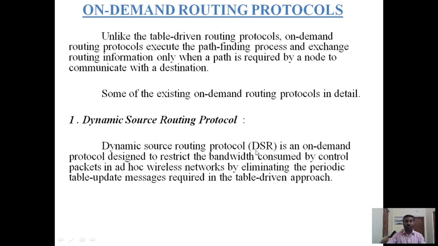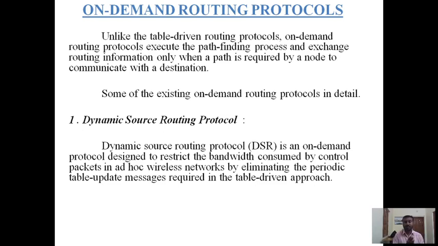Dynamic source routing protocol, shortly called DSR, is an on-demand routing protocol designed to restrict the bandwidth consumed by control packets in ad hoc wireless networks by eliminating the periodic table update messages required in the table-driven approach. So the basic concept of dynamic source routing protocol is that it is designed to restrict the bandwidth consumed by control packets in ad hoc wireless networks. Always in ad hoc wireless networks, control packets consume much of the provided bandwidth. So that is restricted in the on-demand routing protocol, by eliminating the periodic table update messages required in the table-driven approach.